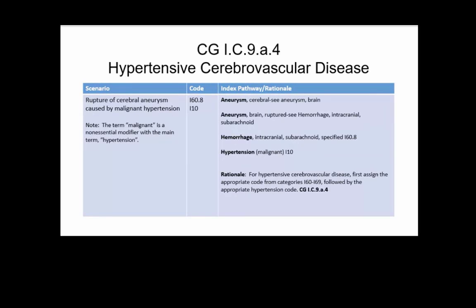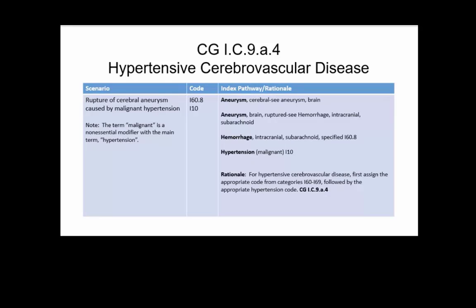The next guideline is hypertensive cerebral vascular disease. This is when you have things going on in the brain, the cerebral, the vascular system in the brain. This particular patient has a rupture of a cerebral aneurysm caused by malignant hypertension. If you look at the index at the term hypertension, malignant is just a non-essential modifier. It doesn't change the code. It just means it's hypertension. But this treatment is going to be directed at the aneurysm, and therefore it would be your principal diagnosis.